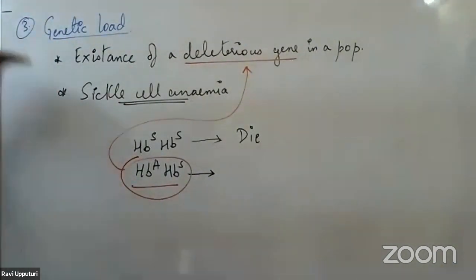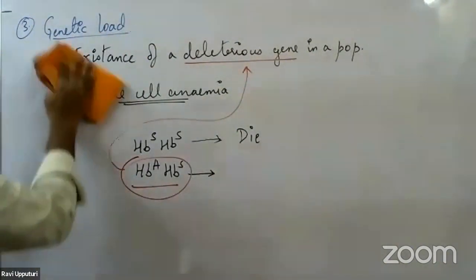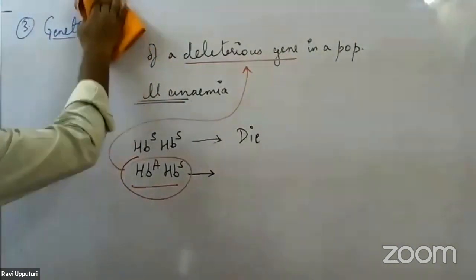And the third one, what we are seeing here, is the genetic load. The third factor associated with the environmental forces. Right, so this is what we have with genetic load. Now, moving on to the next one, number 4, would be called genetic drift.